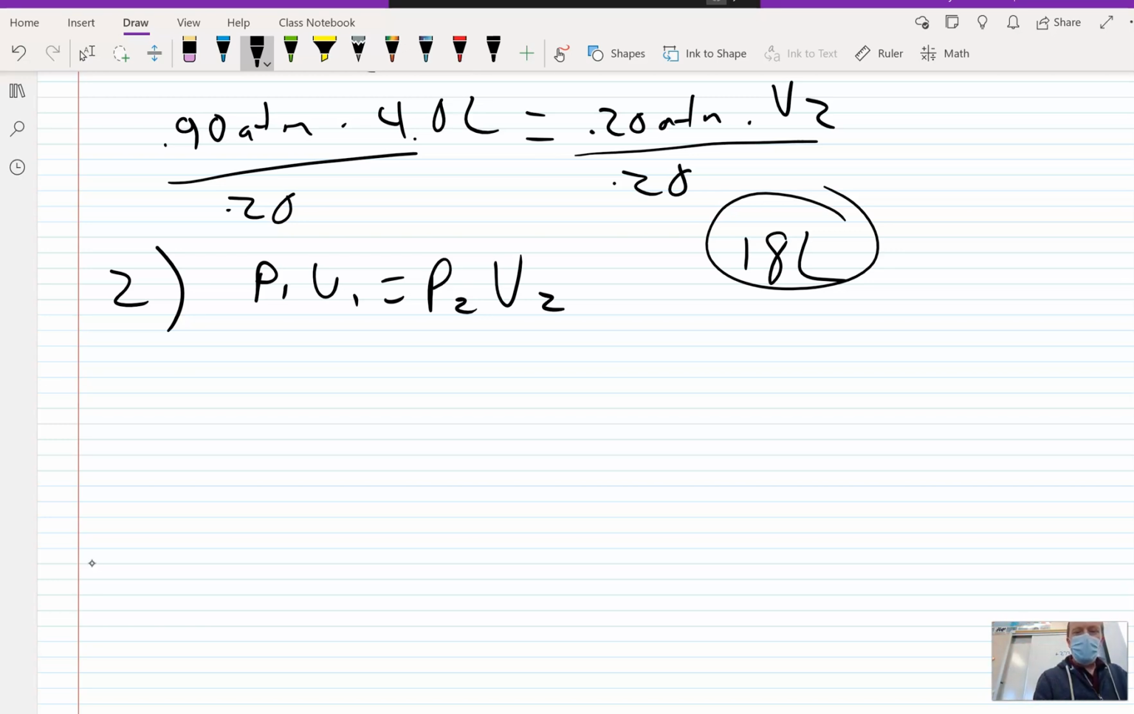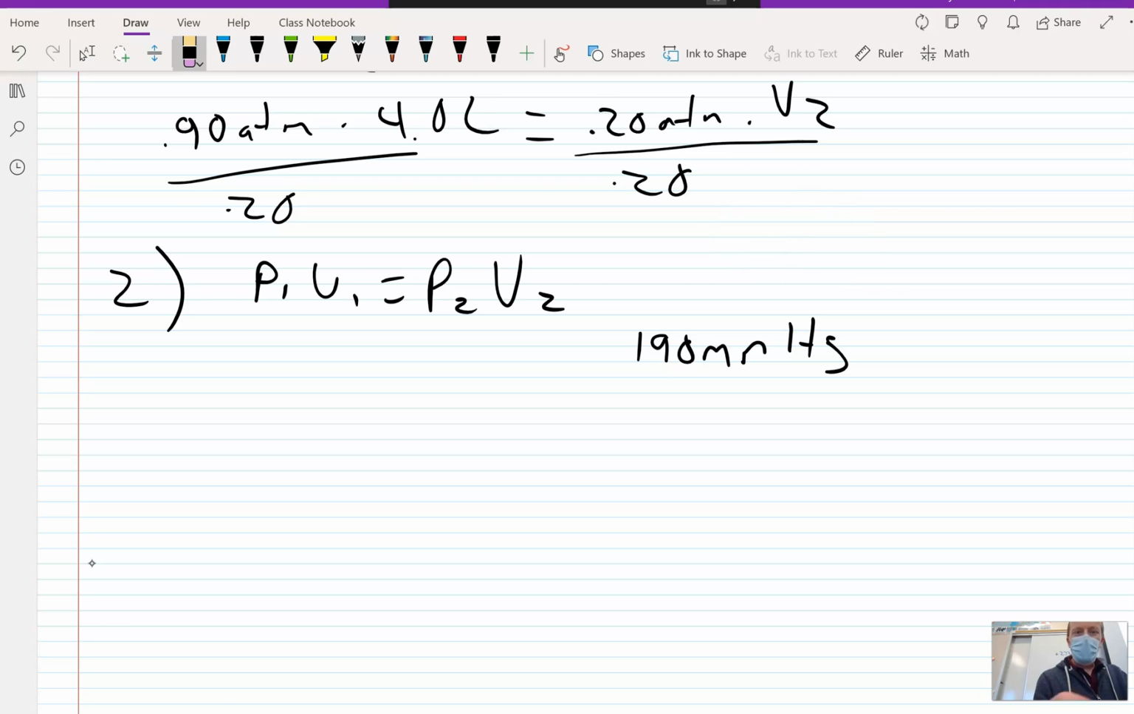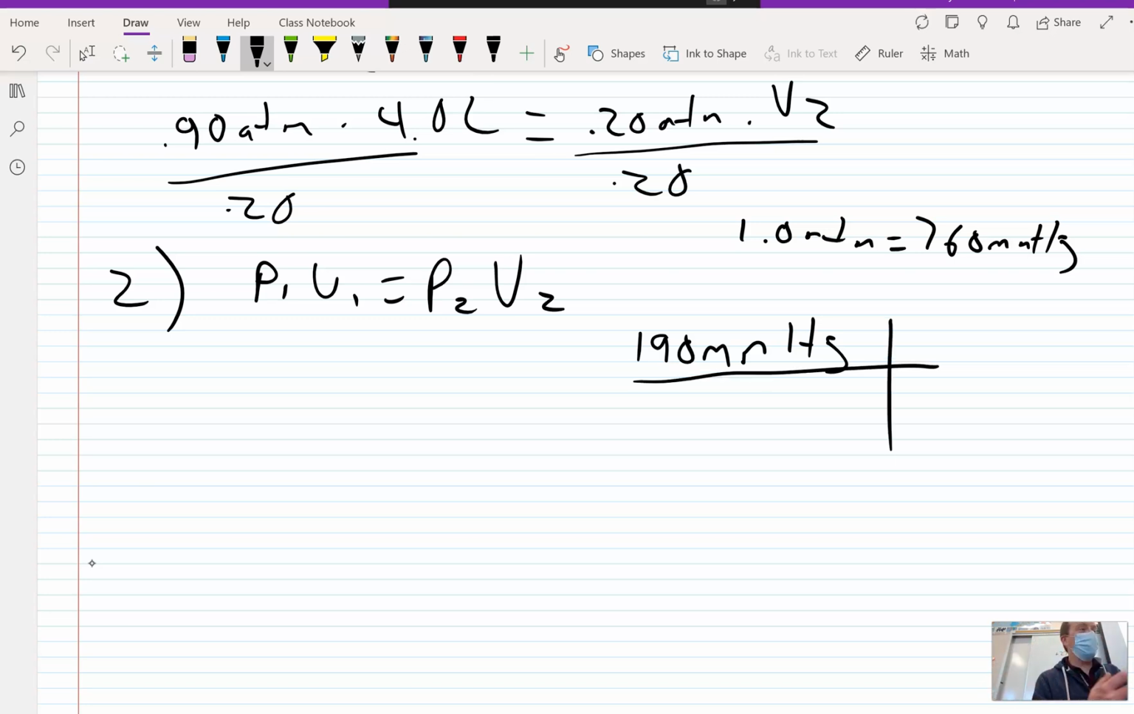And so the way I'm going to do this is just like we did before, and it requires knowing that in millimeters of mercury, standard pressure is 760. So we know that this is true. 1.0 atmosphere is equal to 760 millimeters of mercury. And you just have to pay attention. There's a few problems in here where you might need to convert the units before you start. So that means we're going to divide by 760.